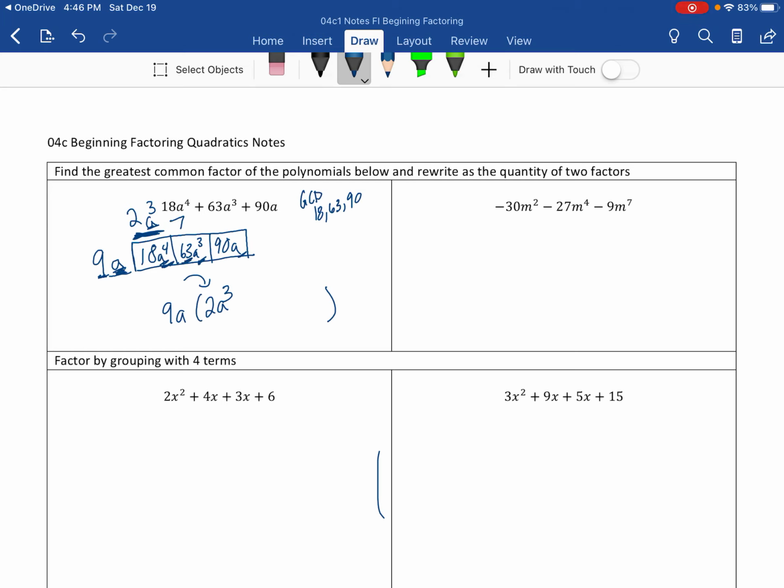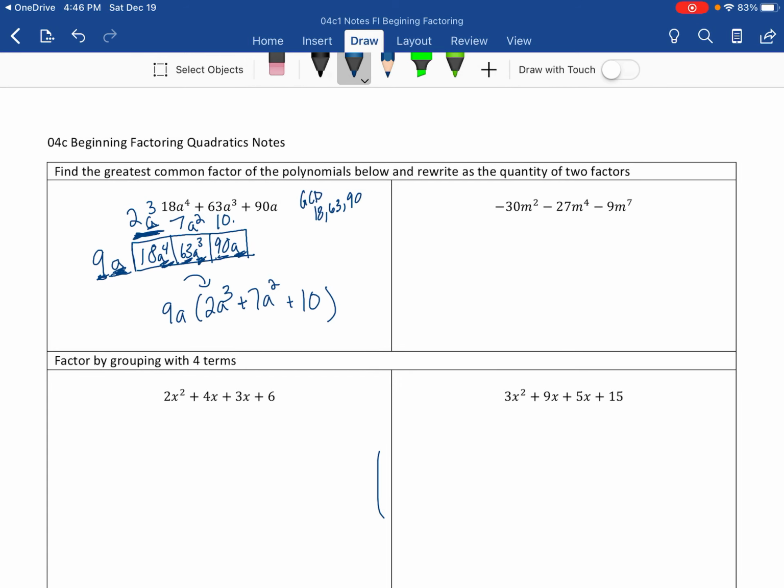9 times 7 is 63. I have 1 A here. There are 3 A's here, so I need a total of 2 A's. So I'm going to do 7A squared. And then 9 times 10 is 90. And I don't need any more A's because there's 1 A here, and when I multiply that out, so this is going to be plus 10.